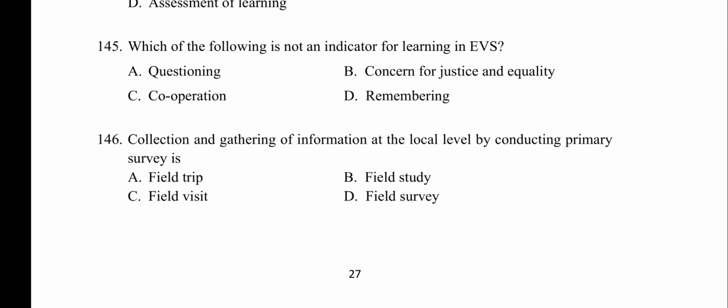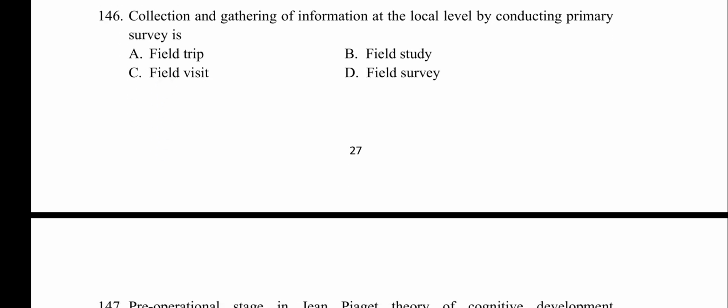Now, which of the following is not an indicator for learning EVS? Questioning, concern for justice and equality, cooperation, and remembering. So which of the following is not an indicator for learning EVS? It is option number D, remembering. All right, remembering. Now, collection and gathering of information at the local level by conducting primary survey is field trip, field study, field visit, or field survey. So it is option number D, that is field survey, right?